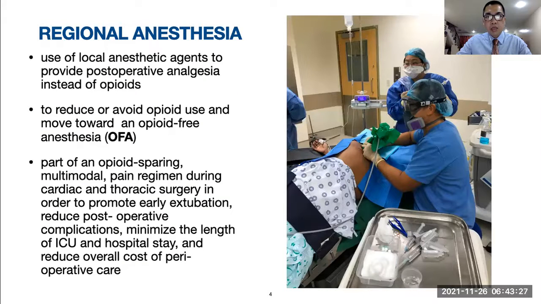Regional anesthesia is the use of local anesthetic agents to provide postoperative anesthesia instead of opioids. It is also used to reduce or avoid opioid use and move towards an opioid-free anesthesia, part of an opioid-sparing multimodal pain regimen during cardiac and thoracic surgery in order to promote early extubation, reduce postoperative complications, minimize the length of ICU and hospital stay, and reduce overall cost of perioperative care.